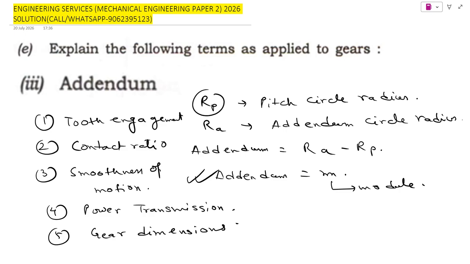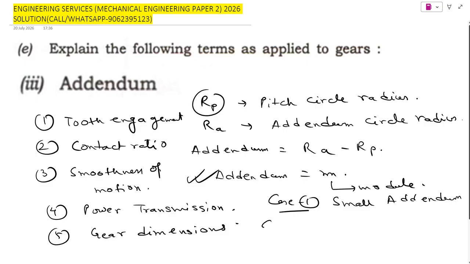Now, let us see what happens if we change the addendum. Take case 1, that is small addendum. What are the advantages? Lower interference and simpler manufacturing. And disadvantages? Reduced contact ratio, less smooth operation, and shorter path of contact.